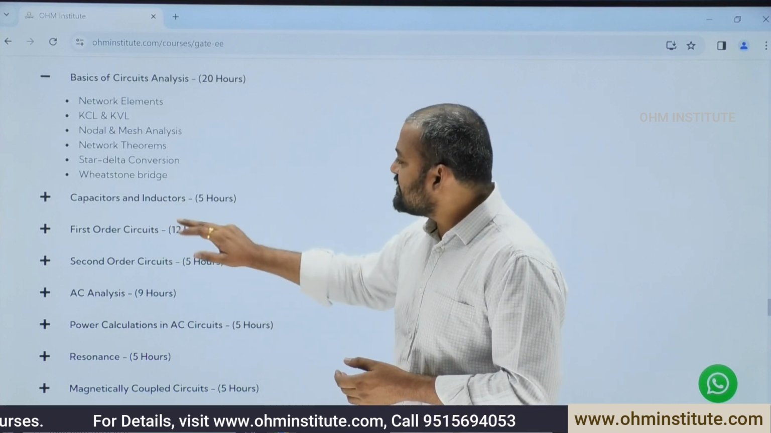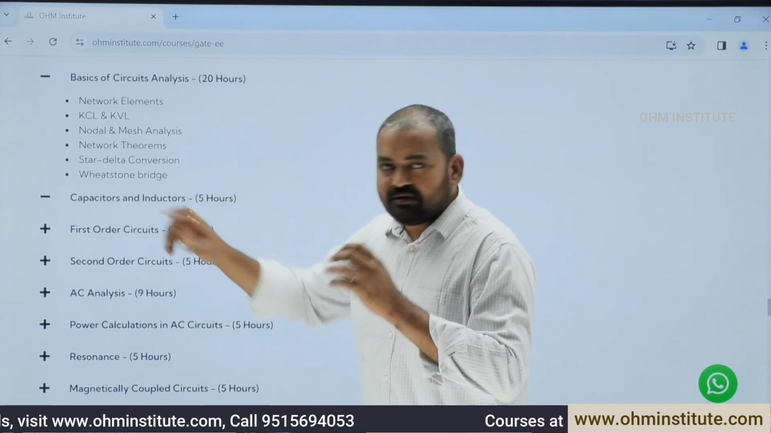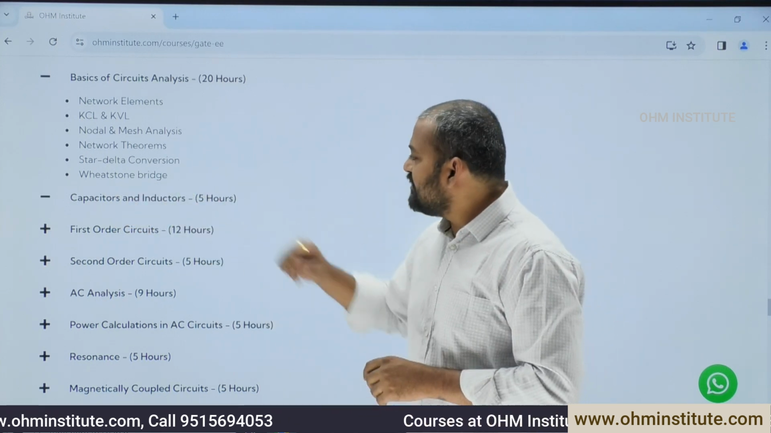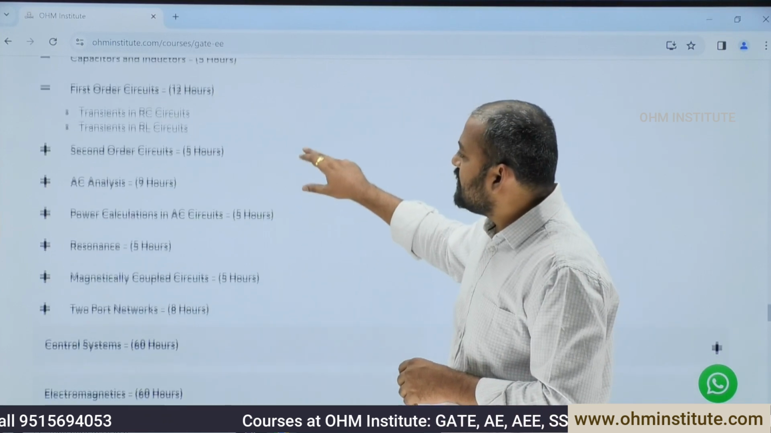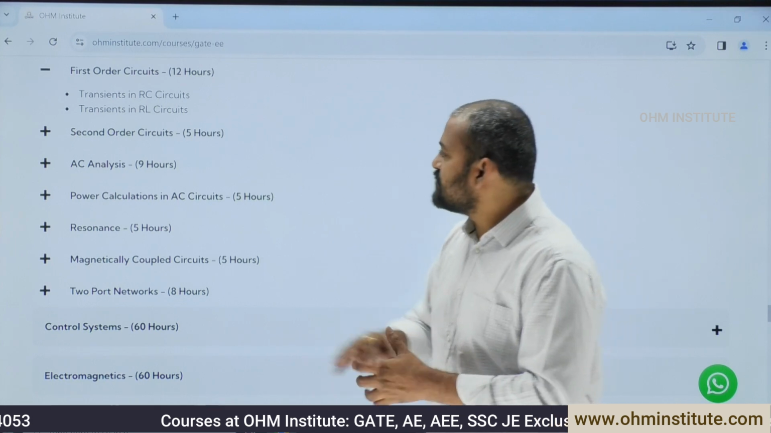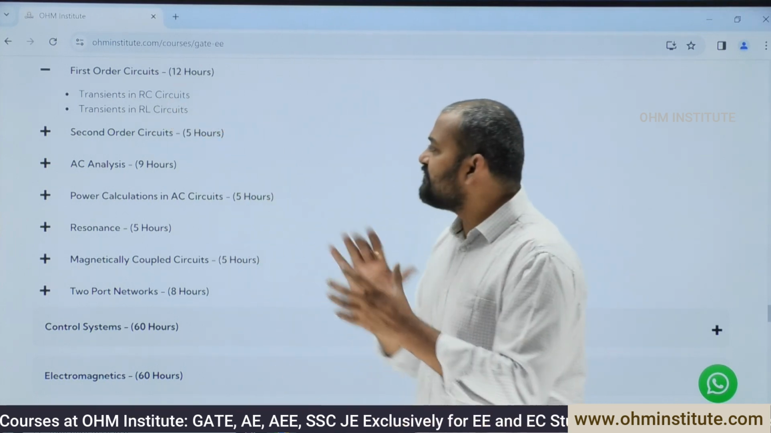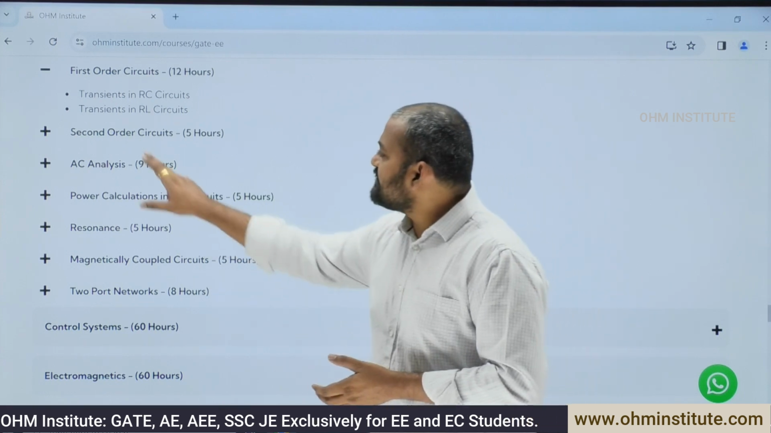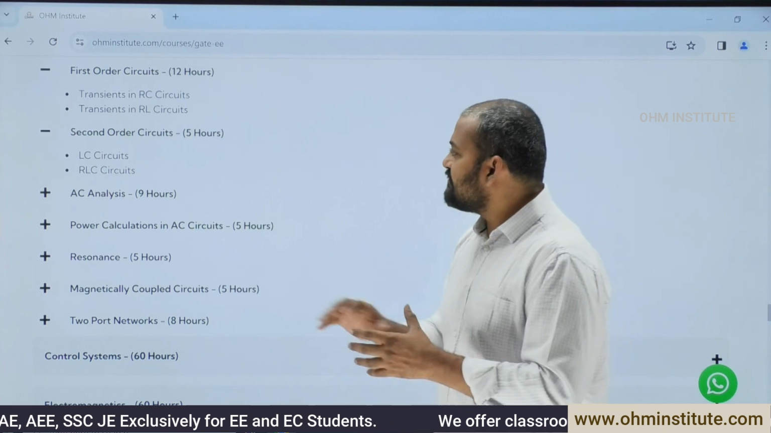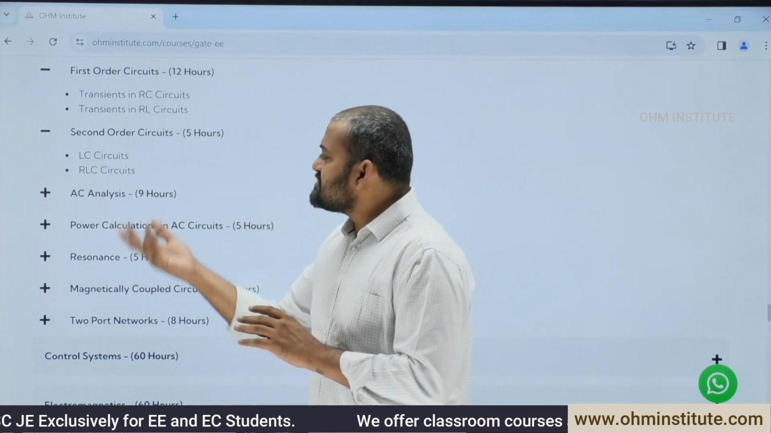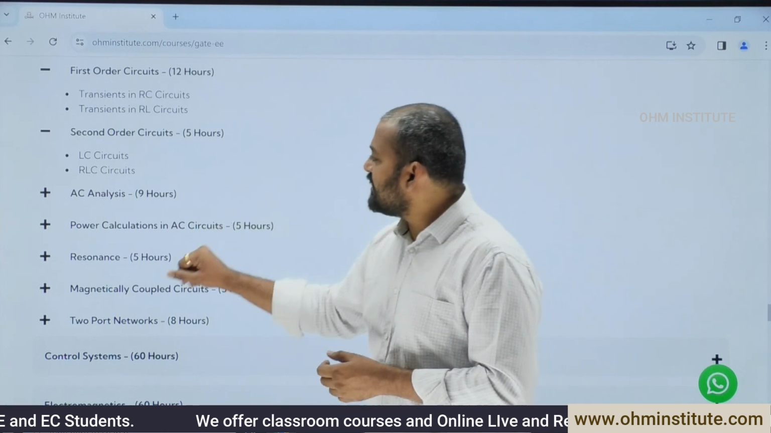Capacitors and inductors is a single topic, and it will be for 5 hours. Then we have first order circuits, that is RL circuits and RC circuits, both will be discussed. A good amount of time, 12 hours, will be spent only on first order circuits. For second order circuits, around 5 hours will be spent. First order circuit means one storage element, second order circuit means more than one storage element. That will be for 5 hours.